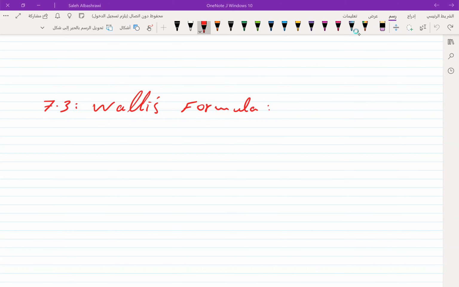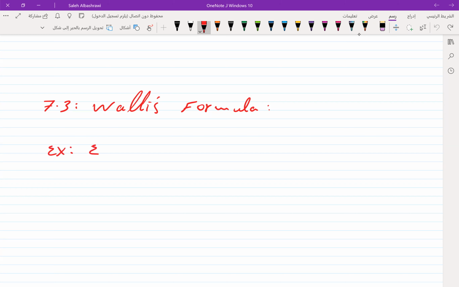Bismillah ar-Rahman ar-Rahim. Today we are going to speak about the Wallis formula. This is a very useful formula for the trigonometric function with higher order, especially for the sine and cosine function. Before starting with the Wallis formula, let's give a very easy example, and then I am going to speak about the Wallis formula. Start with this example.